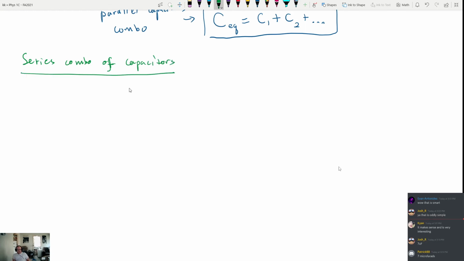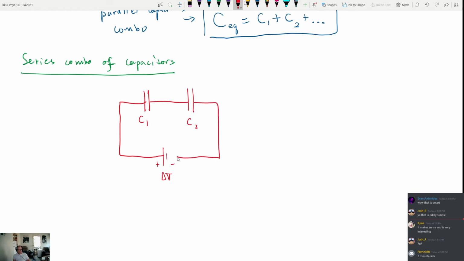So the series combination is connected just kind of how it sounds. You're going to put one capacitor here, C1, another capacitor here, C2, and we'll obviously have a battery as well down here, delta V. So we've got our battery plus minus, and now series means I connect this one to this side, and then I connect these sides to each other, and then I connect this one back to here.